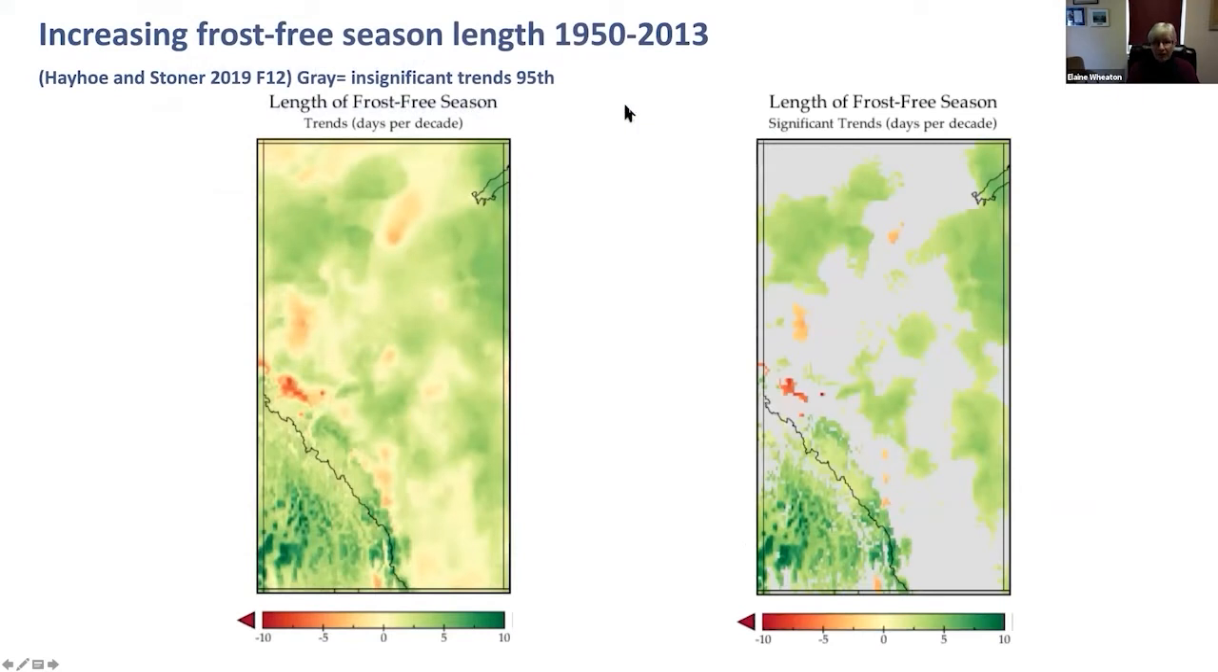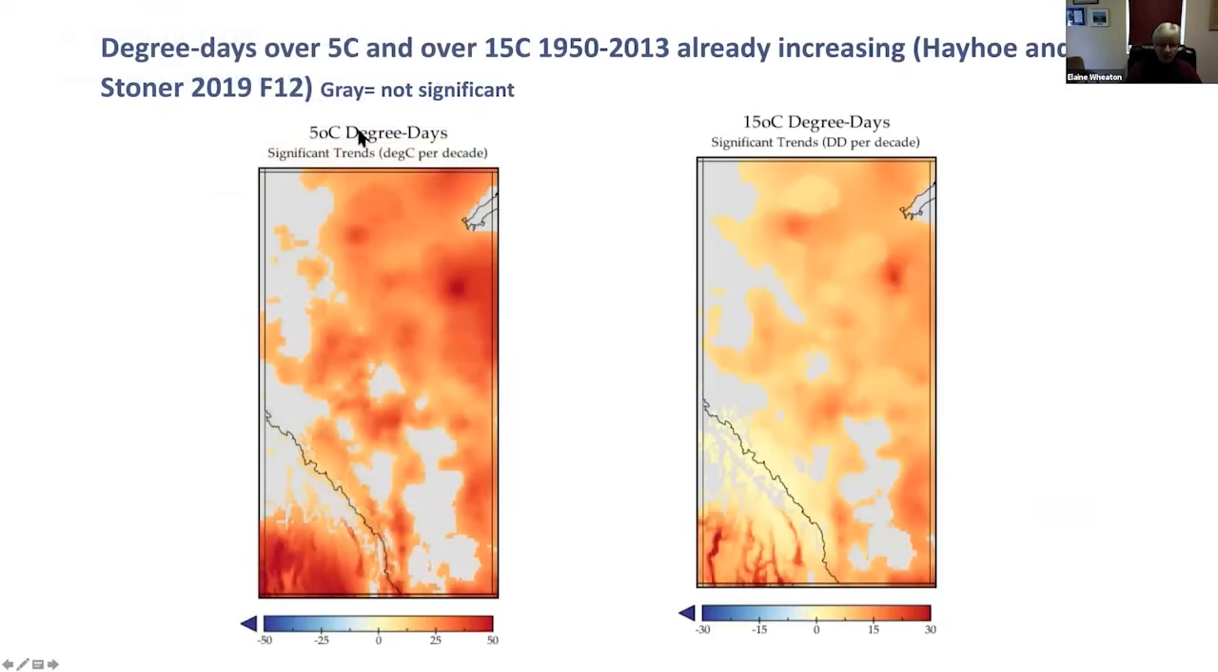This is the geographical pattern of length of frost-free season. This is given in terms of trends in days, anyways, in days per decade. So there was considerable change even on a geographical basis.